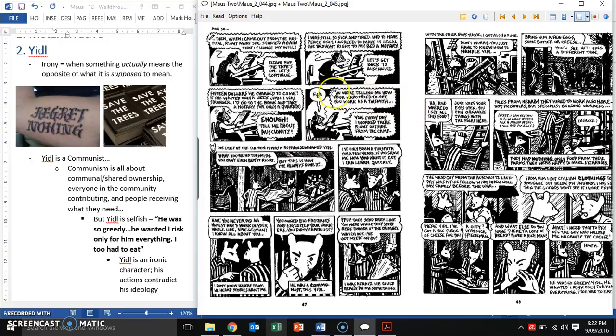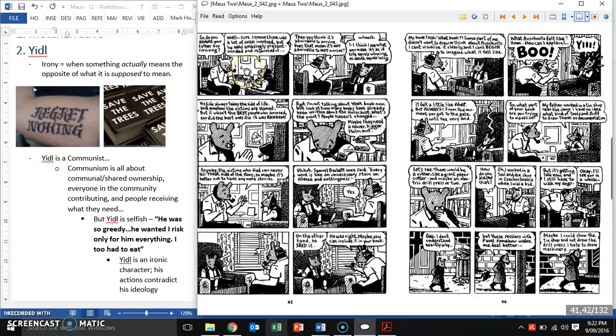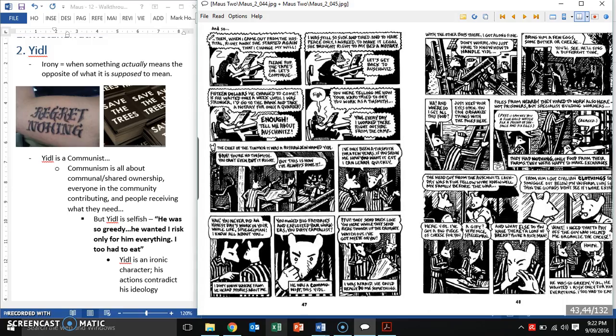We also have suddenly the return of the capital letters, which serve as a bridging mechanism from the meta-narrative that we've seen here to the past narrative again, back to the main stories. Back in the camps, Vladek starts telling Art about Yiddle, okay? A Russian communist Jew that was also imprisoned in the camps.